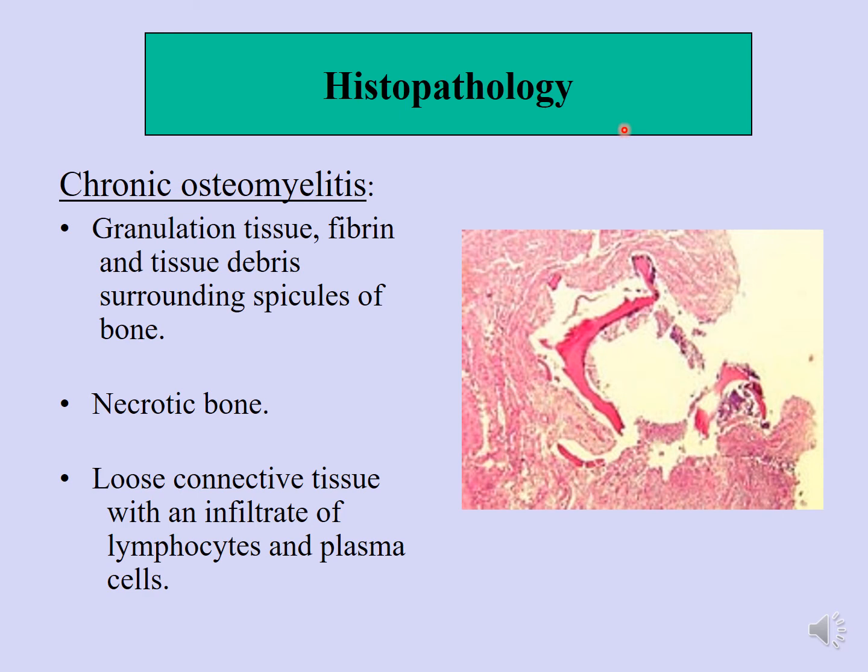If we take the histopathology of chronic osteomyelitis, what we basically see is granulation tissue, fibrin, and tissue debris surrounding spicules of bone. This bone is necrotic bone, so basically it's dead bone. So how do we identify dead bone under the microscope? Basically under the microscope, dead bone is identified by the fact that there are no osteocytes or no osteoblastic rimming seen, right? So loose connective tissue with infiltrate of lymphocytes and plasma cells is seen. The presence of lymphocytes and plasma cells clearly indicates that it is a chronic infected lesion.